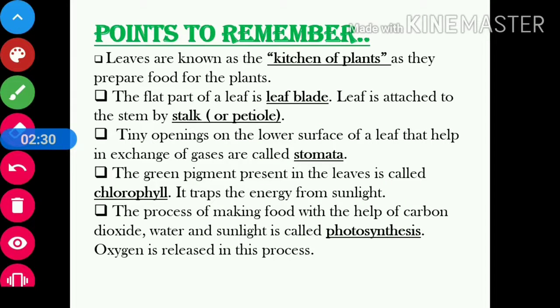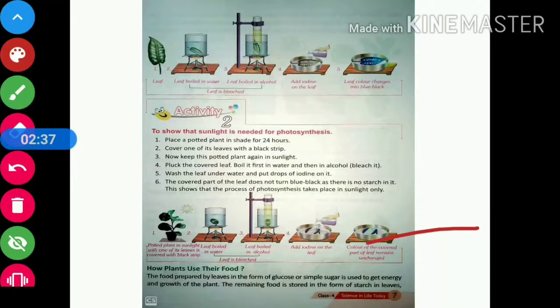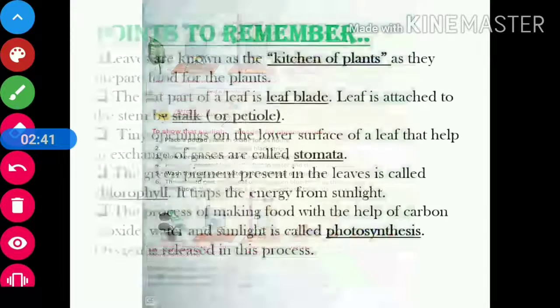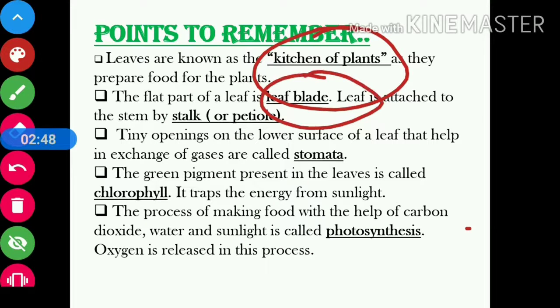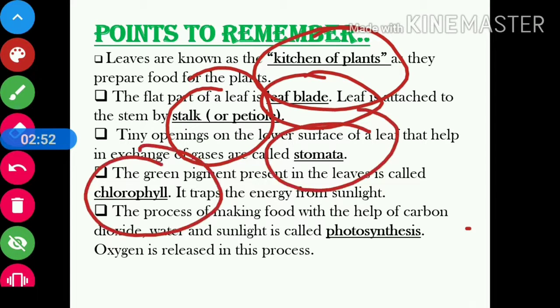So before we discuss the other points, let us see what we have learnt today. We learnt why leaves are called the kitchens of plants. Okay, then we learnt about the leaf blade. We also learnt what is stalk, stomata, chlorophyll, and what is photosynthesis.